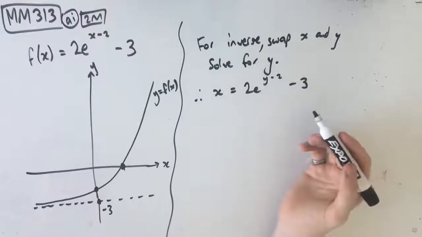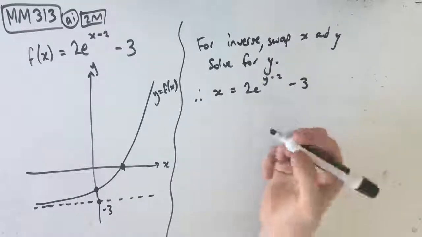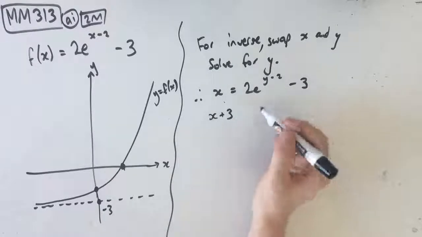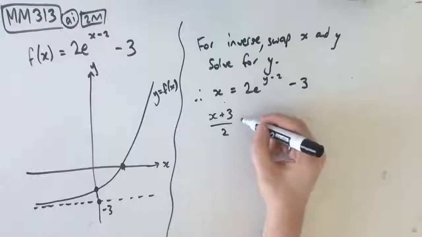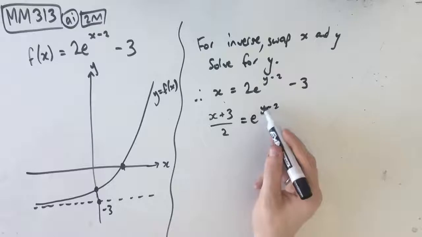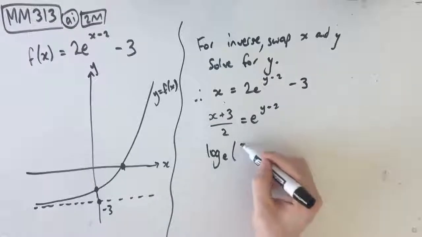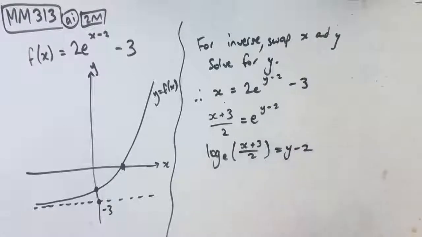From here, we can say that x plus 3, so we're adding that to that side, then we're going to divide both sides by 2. So x plus 3 over 2 equals e to the power of y take 2. Now, to get y take 2 by itself, we're going to log this. So we get log e of x plus 3 over 2 equals y take 2.